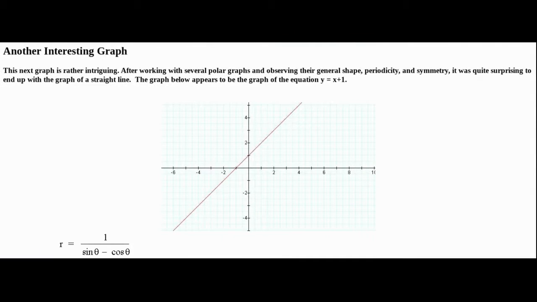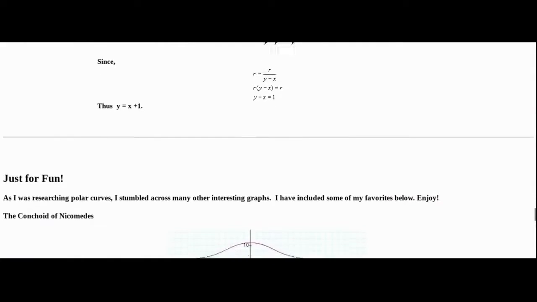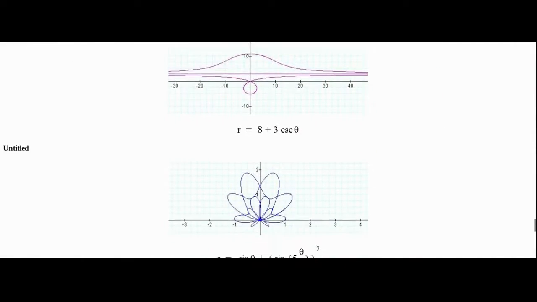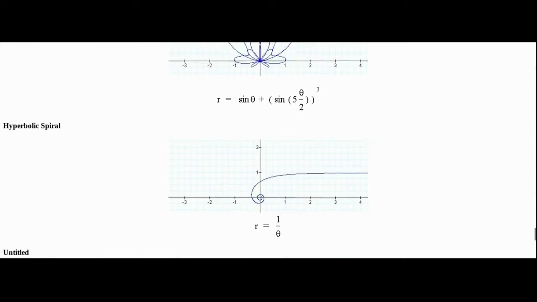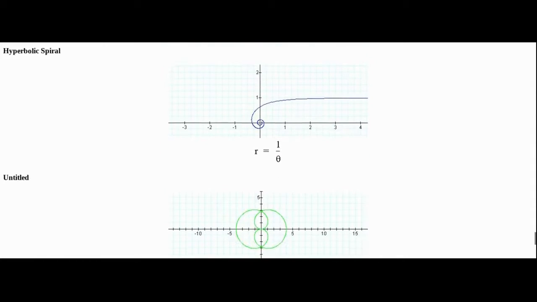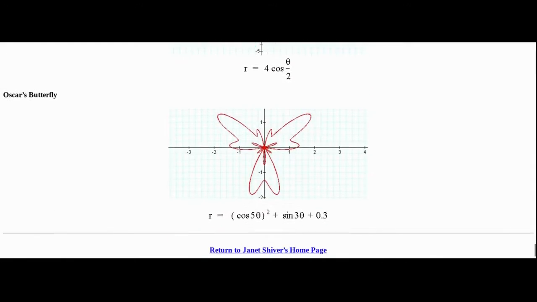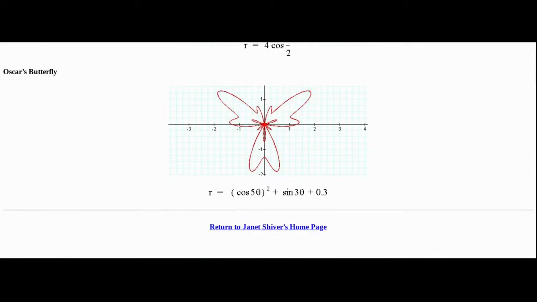So this is an example of how you create a straight line in a polar coordinate system. So it doesn't always have to be a curve. All right, and then here's some additional graphs that someone has created. So if you're feeling adventurous, you can try different types of graphs in your calculator after we do this lesson and see what you can come up with.